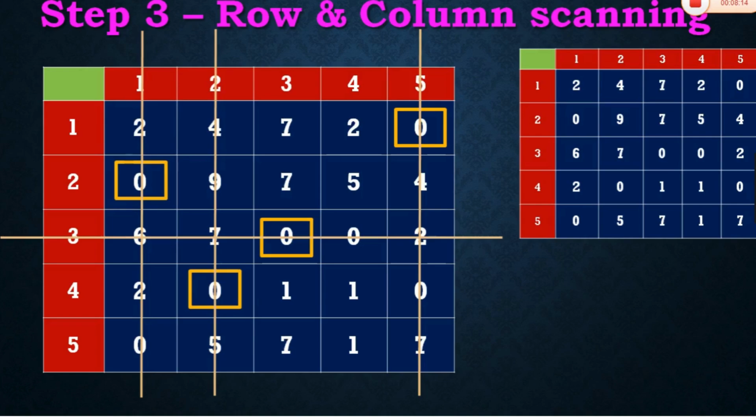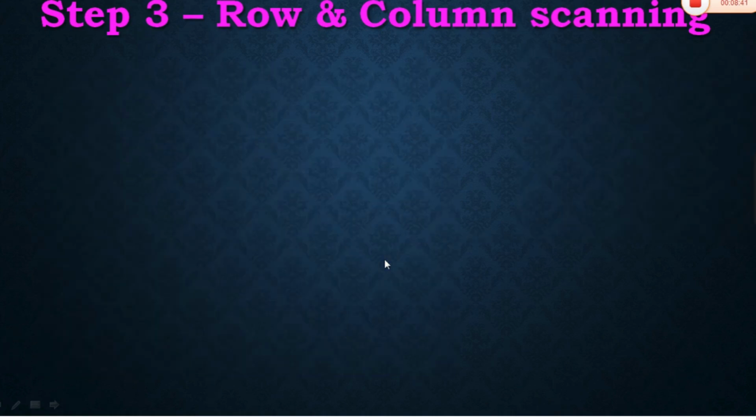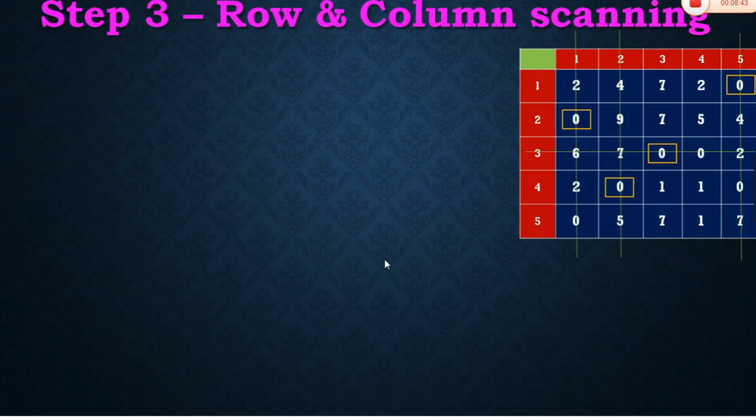Now we have to check for the optimal solution. That is, the number of squares marked should be equal to the number of rows of the matrix. Here, in this matrix, only 4 squares are marked instead of 5. That is, 4 is not equal to 5. This slide shows the final matrix after row and column scanning.